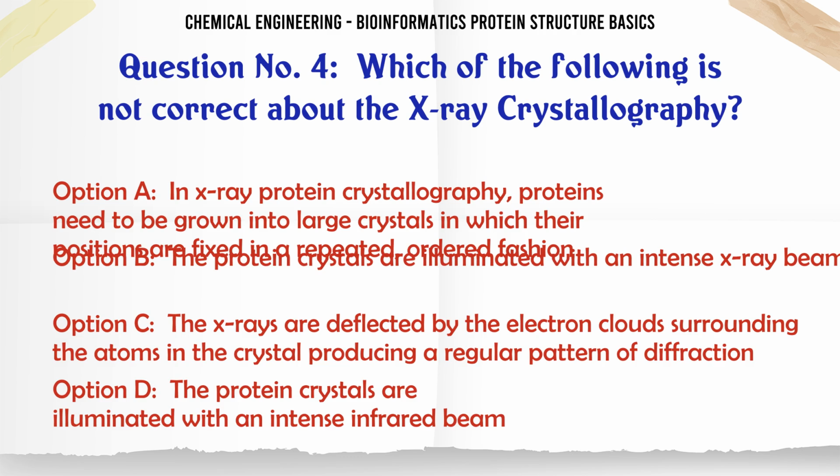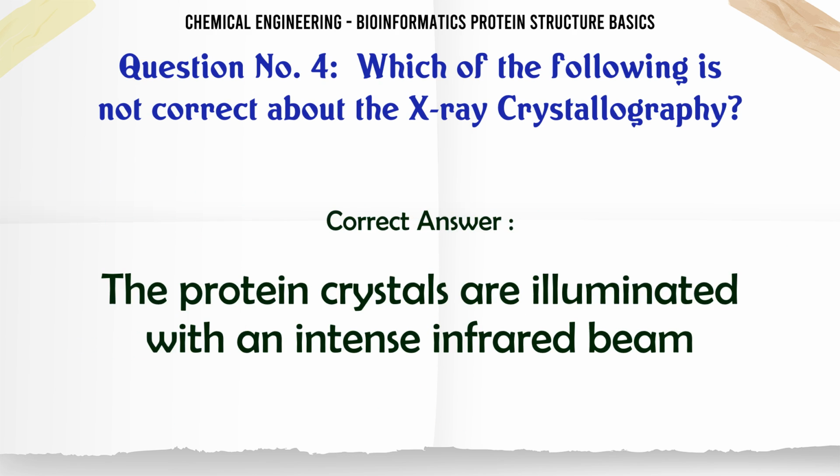A. In X-ray protein crystallography, proteins need to be grown into large crystals in which their positions are fixed in a repeated ordered fashion. B. The protein crystals are illuminated with an intense X-ray beam. C. The X-rays are deflected by the electron clouds surrounding the atoms in the crystal, producing a regular pattern of diffraction. D. The protein crystals are illuminated with an intense infrared beam. The correct answer is: the protein crystals are illuminated with an intense infrared beam.